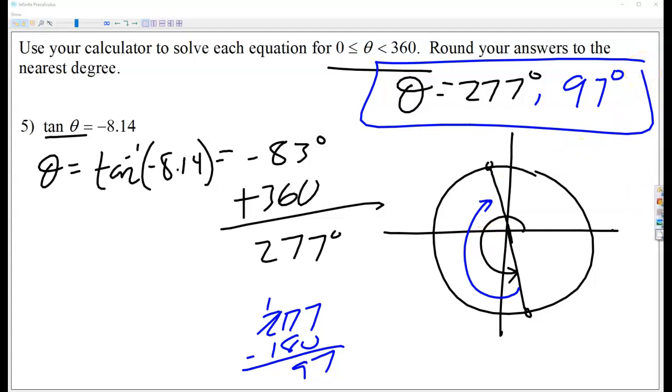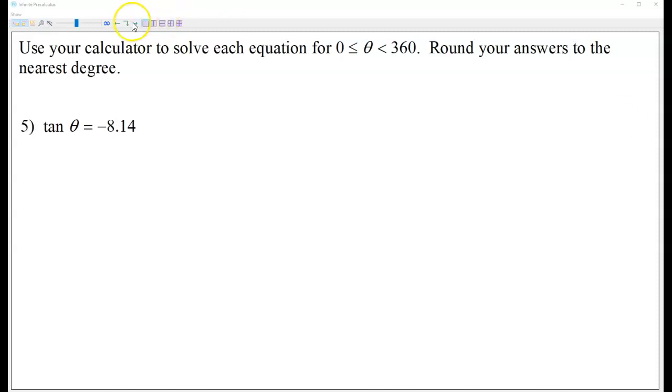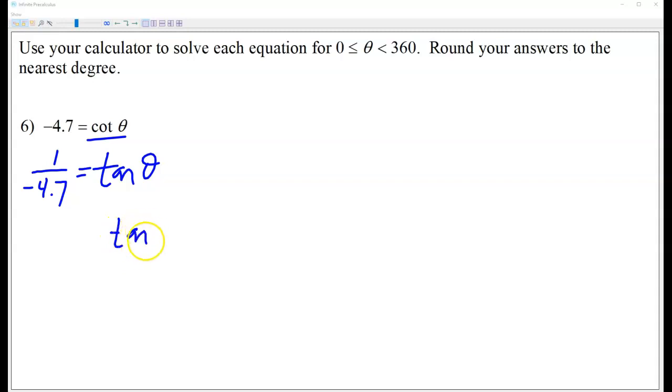Let's go ahead and take a look at one more of these types of questions. Number 6. All right, cotangent. We do not have a cotangent button, so we start with the reciprocal on both sides. The reciprocal of cotangent is tangent, and the reciprocal of negative 4.7 is 1 over negative 4.7. And if we simplify that on our calculator, we get negative 0.213. And then to solve for theta now, we do arctangent on both sides.